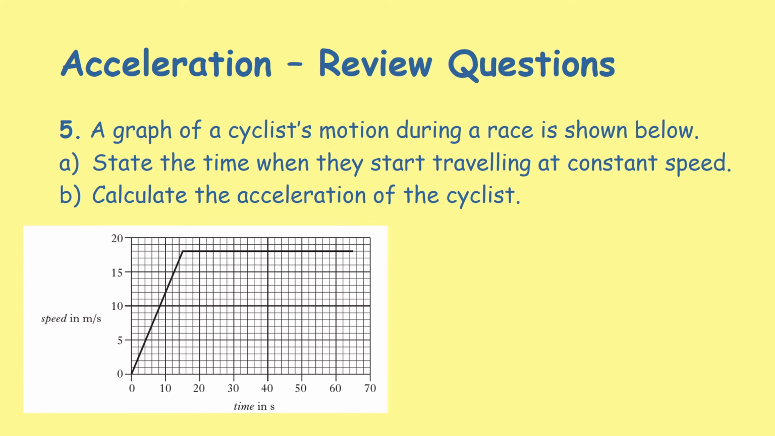Question 5. A graph of a cyclist's motion during a race is shown below. Part A. State the time when they start travelling at a constant speed. And Part B. Calculate the acceleration of the cyclist.